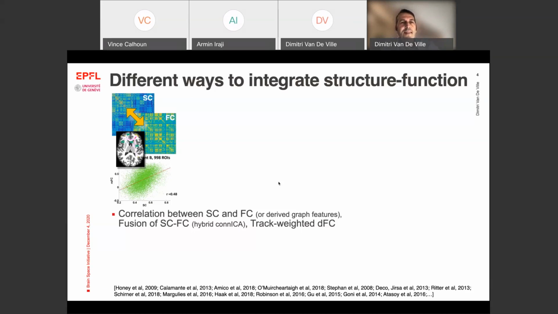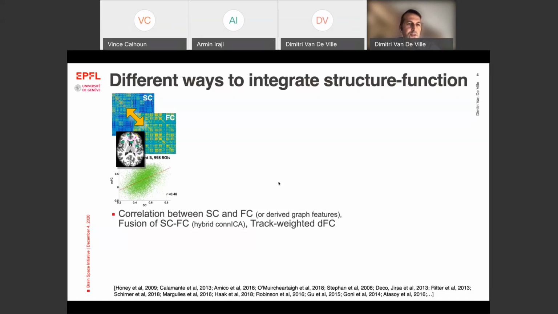Now, more recently, the community has looked into many ways to integrate structure and function. And I'm just going to give a few highlights because this is a very active field of research the last couple of years. Of course, the very first thing you can do if you have a structural and a functional connectome is to look at the correlation between the edge weights or between derived graph features. That, of course, has been done, but it's rather descriptive. And since then, many other approaches have been tried.